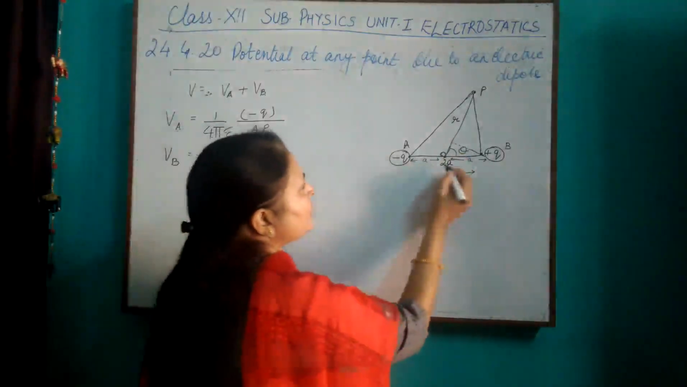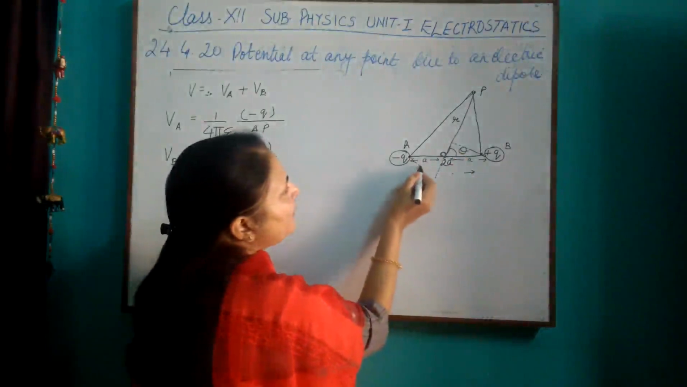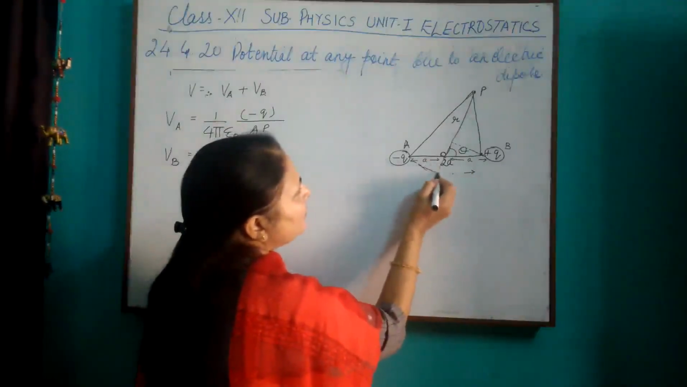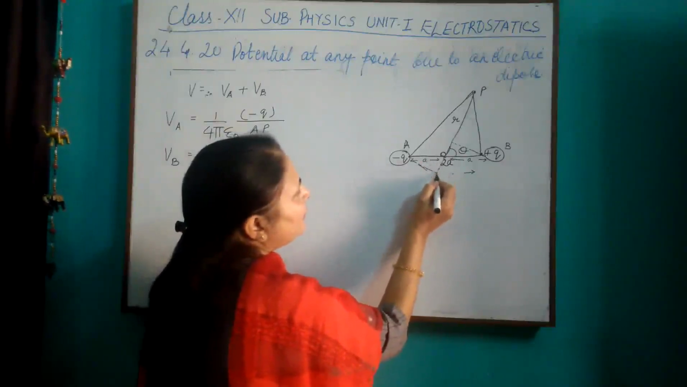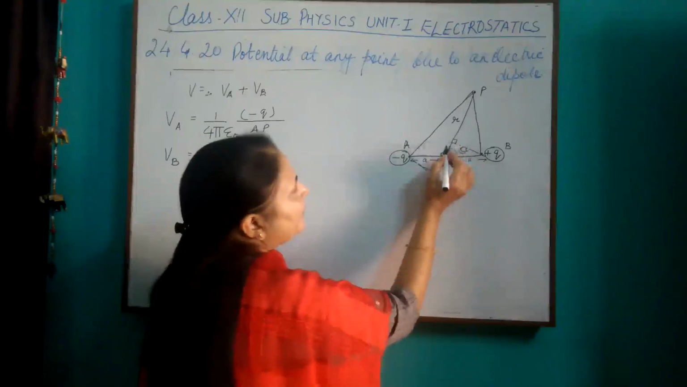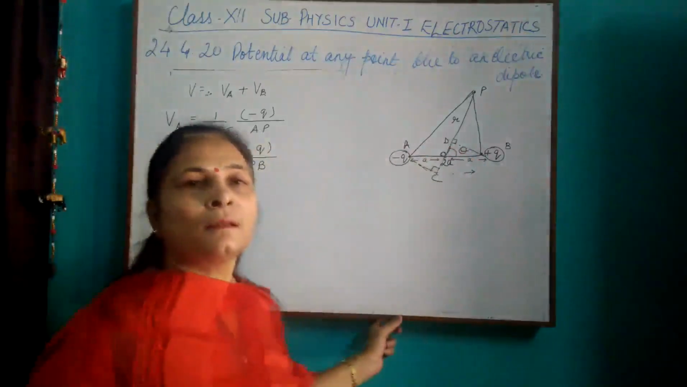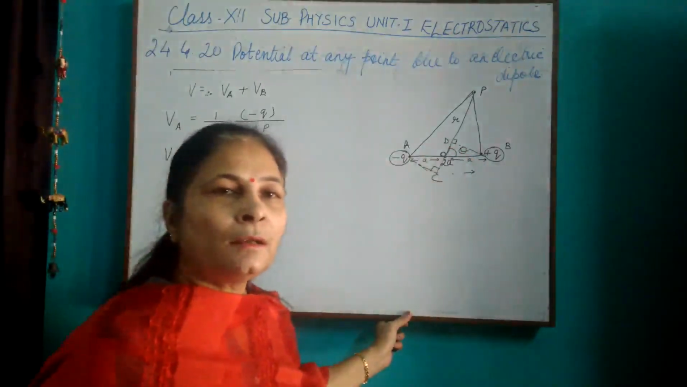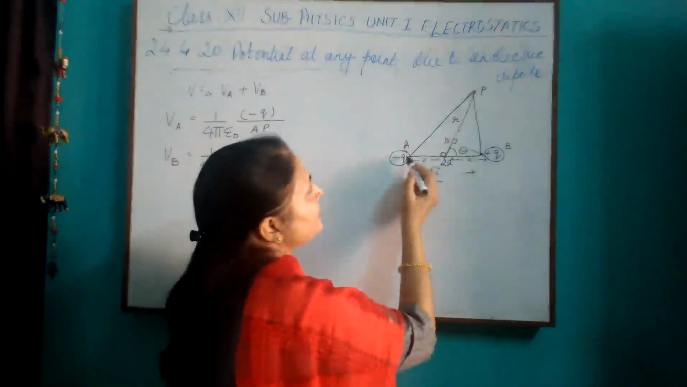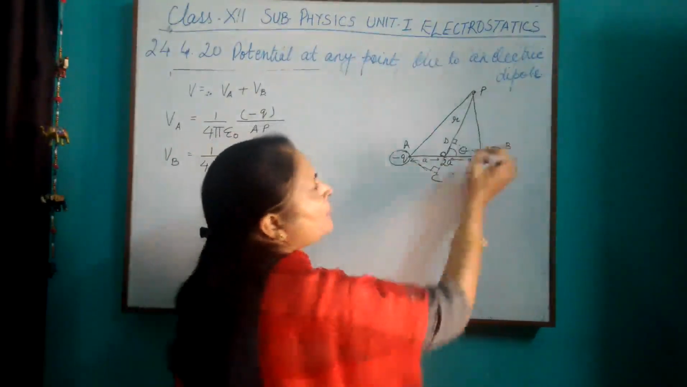And for this charge, extend this line and drop a perpendicular from point A on this line. This will be the perpendicular. Let this point be C and let this point be D. Now the distance of this AP, I have to calculate the value, and this PB also I have to calculate the value.